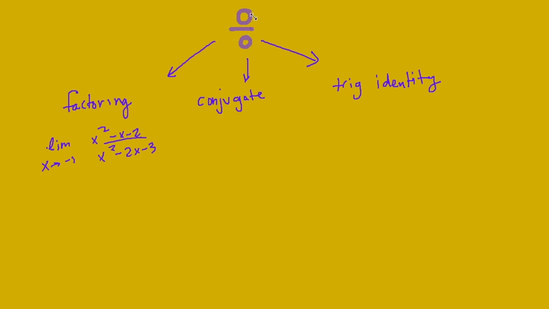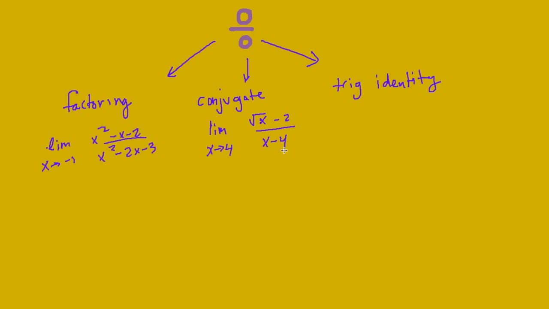Another situation when you get 0 over 0 is in a case where you need to multiply by the conjugate. That would be for something like this. The limit as x approaches 4 of square root x minus 2 over x minus 4. If you plugged in 4 here, you'd get 0 over 0. And this looks like a situation in which you use the strategy of multiplying by the conjugate like we learned in a previous lesson.